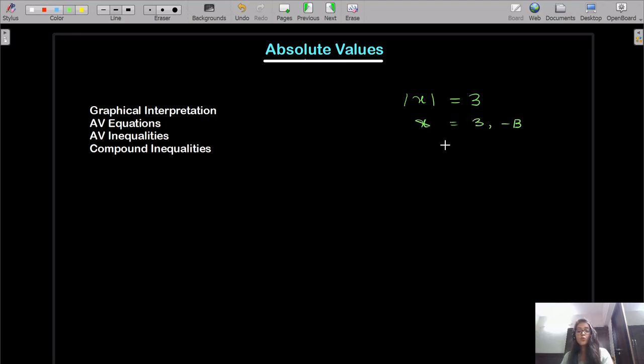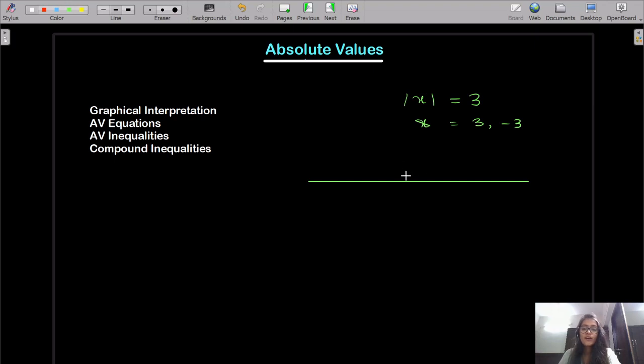But you should also know what it means graphically, because it's not necessary that the SAT will test you only on the theoretical knowledge that if the absolute value of x is equal to 3, then x is equal to positive 3 or negative 3. You should also know its graphical interpretation. So when I'm saying that the absolute value of x is equal to 3, what this actually means is that x is a number whose distance from 0 is 3.